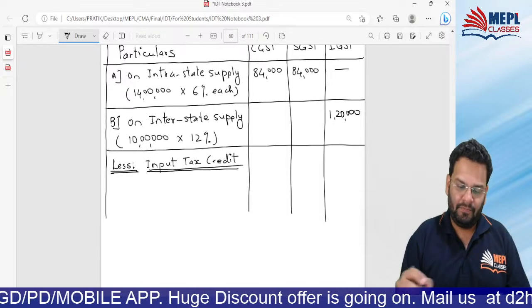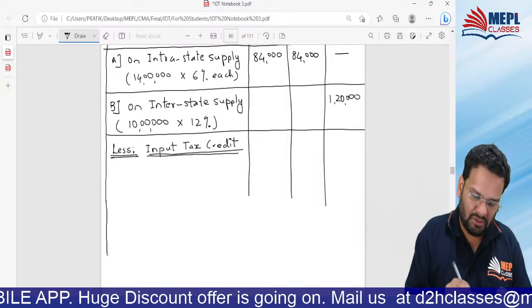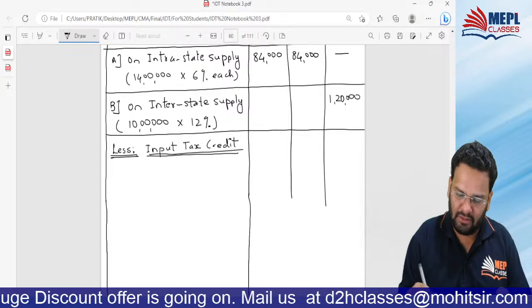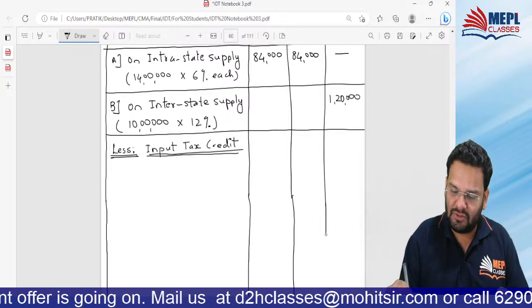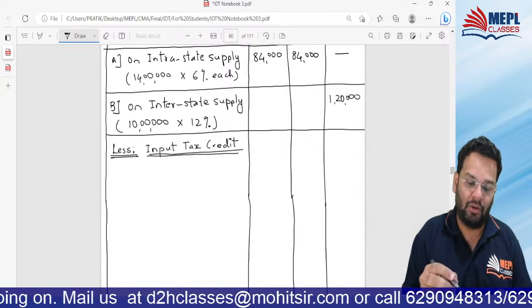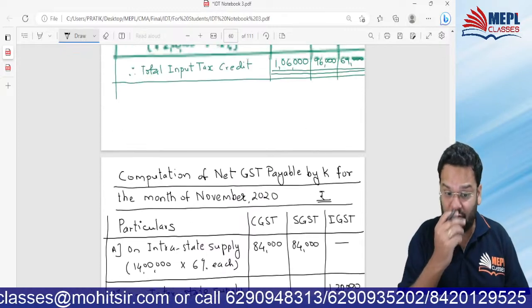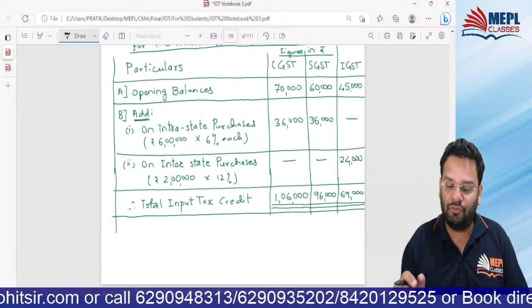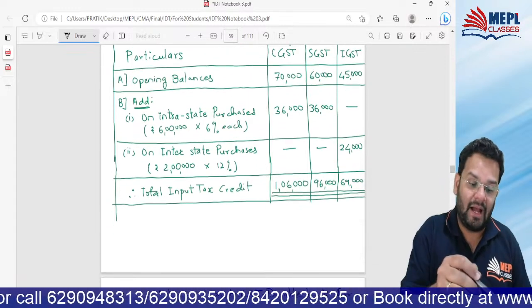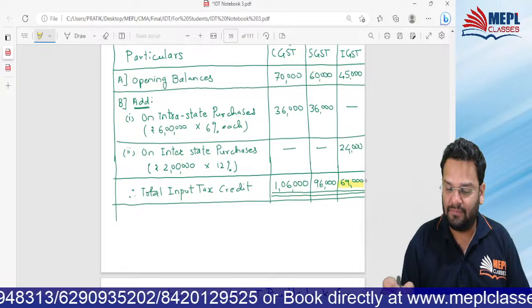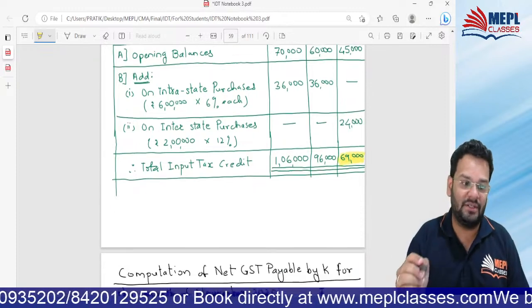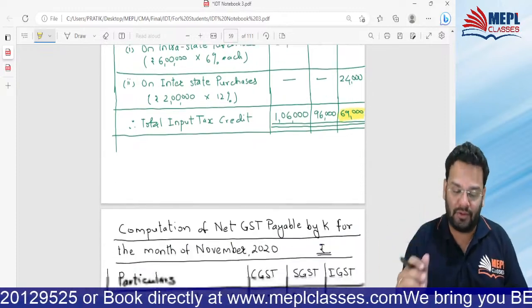Yes. I hope you got the point. For availment, there is a time limit. For utilization, there is no time limit. Okay. Now in input tax credit, which balance will you touch first? You have to first touch ITC of IGST. That you have to touch first, isn't it? You have to exhaust that first.